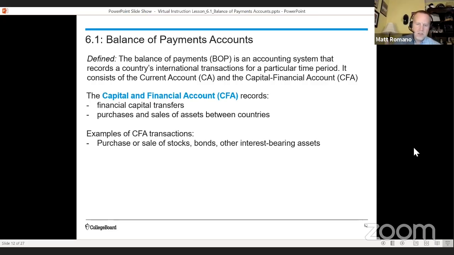So again, whether it's a stock, a bond, or any other interest-bearing asset, those are recorded here, on the capital and financial account. Foreign exchange market transactions. We haven't gotten there yet. We're going to go there very, very soon. In the next few days, we'll talk about the foreign exchange market.